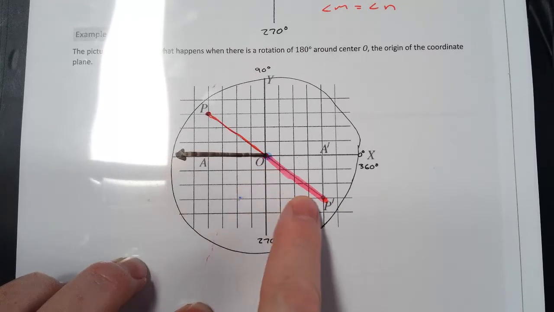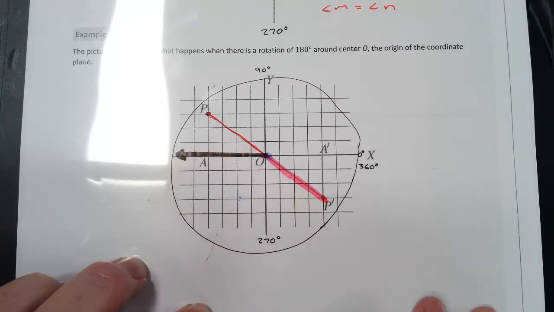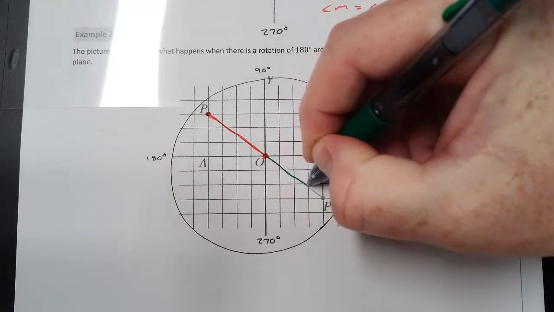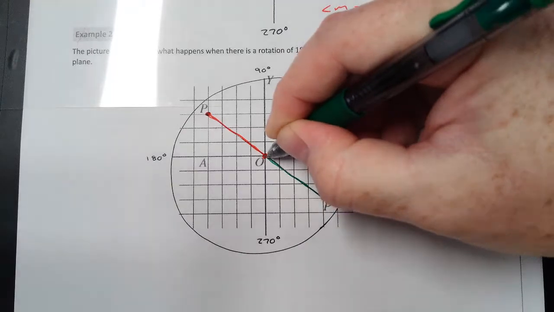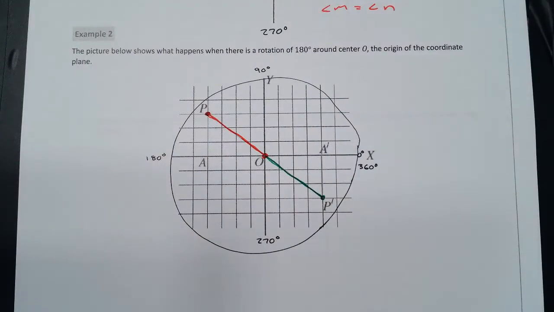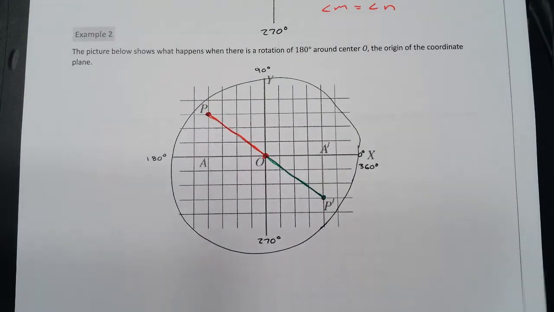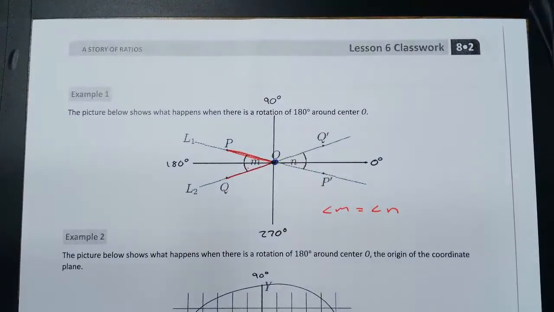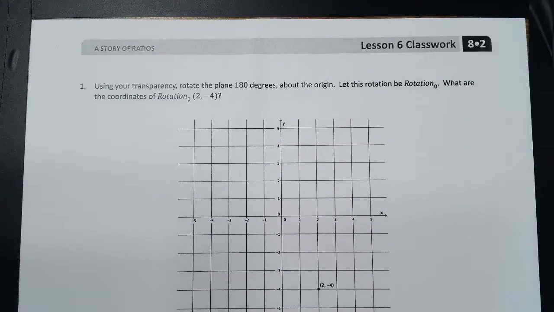So that is O and P, OP prime now. And they did that for us. See, you can see this is OP prime after the 180-degree rotation. So that was a couple examples about how to rotate 180 degrees using your transparency. Let's try some exercises now to see if we can figure out those properties. That was a little bit of practice about how to rotate with degrees. Let's practice some more.